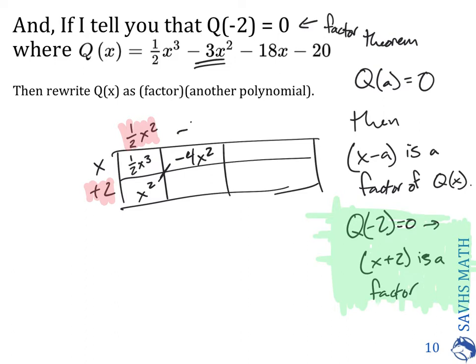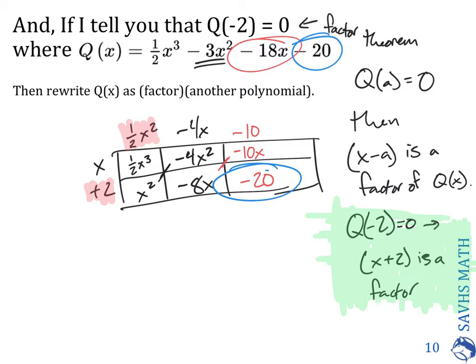Then I need to have a negative 4x here, which means I have a negative 8x here. But I don't want negative 8x. I want negative 18x. I feel like I'm Charlie in the chocolate factory. I don't want that. I don't want that. Okay, so then I have to subtract off 10 x's to get to this point. So then I have to have a negative 10 here, and then that makes me have negative 20 here. And so remember, this matches this, and so that means that I'm done.